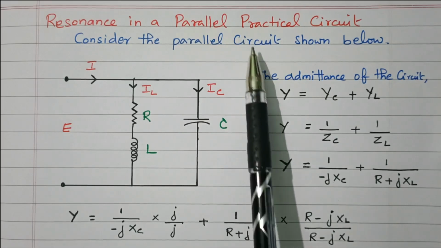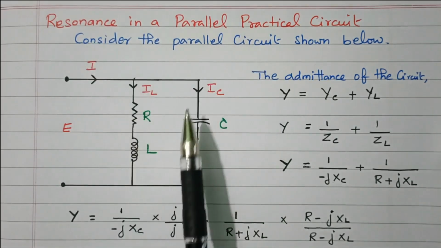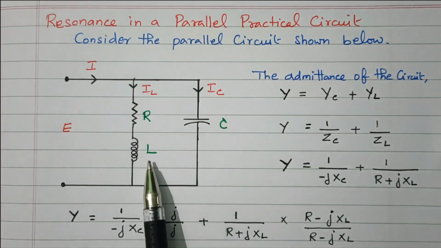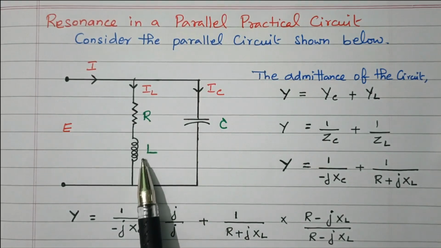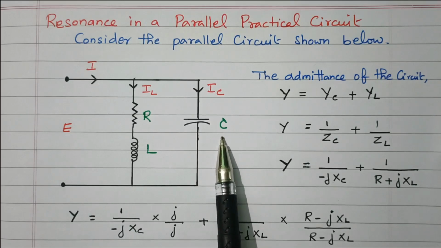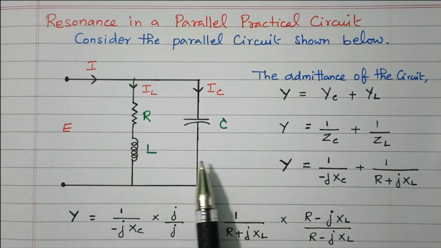Now we'll go to the topic, practical parallel circuit. In that we are going to verify the resonance. Let us consider the parallel circuit. There are two branches available. In the first branch, a resistor and inductor are connected in series, and that is in parallel with the capacitor. The capacitor is connected individually. R and L are connected in series, in parallel with the capacitor.